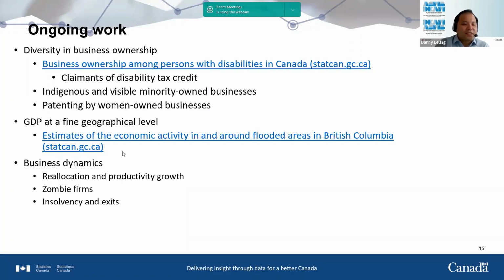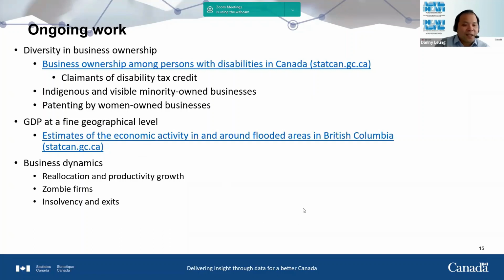Maybe less of interest for the microdata research, we've done in the past some estimates of GDP by firm size, GDP by city, and productivity as well. And we're trying to push that down to finer geographical levels. One example is our paper on economic activities in the areas affected by the BC floods, right?